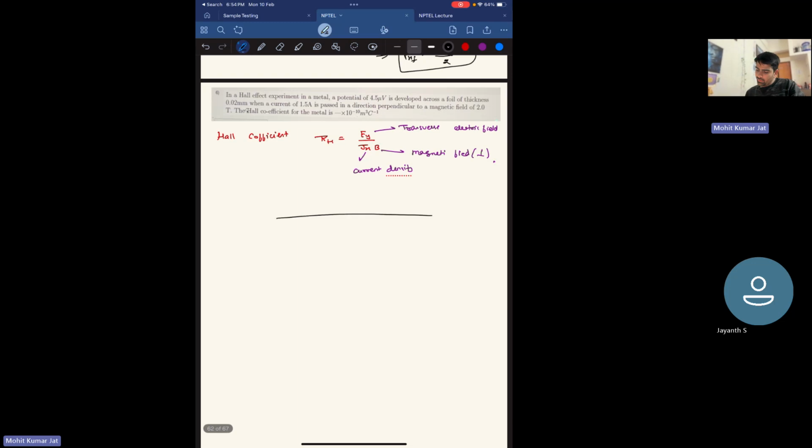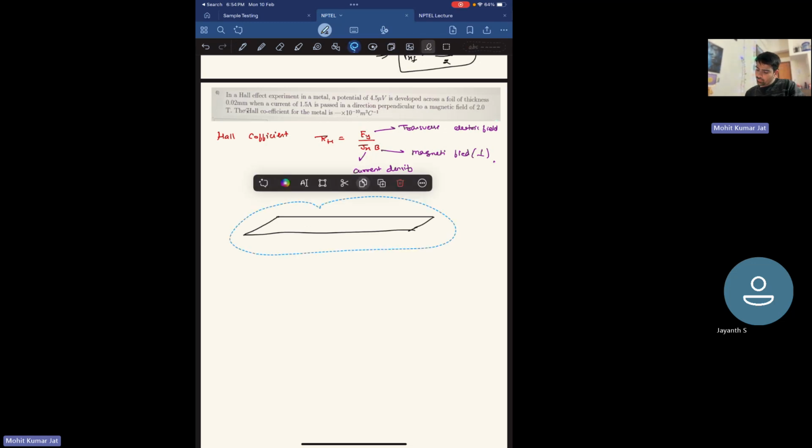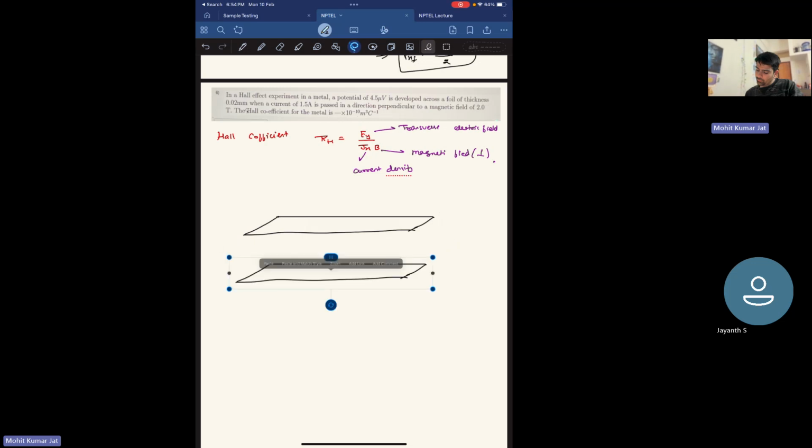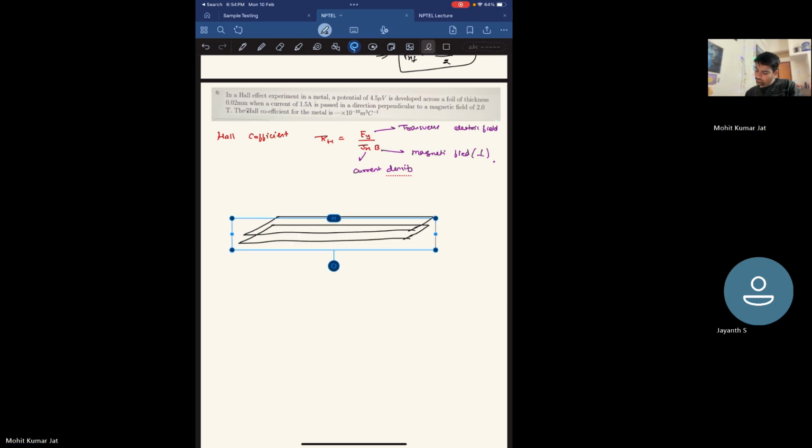Okay, now let's just draw whatever the question is saying. The question is saying there's a plate on which these things are happening. So let me just draw a plate, and then just copy, then paste. Okay, well, fine.